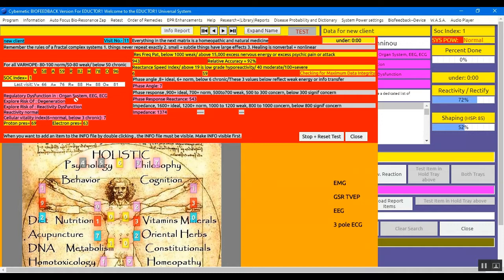For our purpose here, regulatory dysfunction came up with organ system, EEG, and ECG, so we'd have to work on these items. Other items that may come up also include the spinal energy flow or metabolic error dysfunction. For explore risk of, these are secondary electrical concerns of this day that need to be addressed. Today, degeneration came up and reactivity dysfunction.